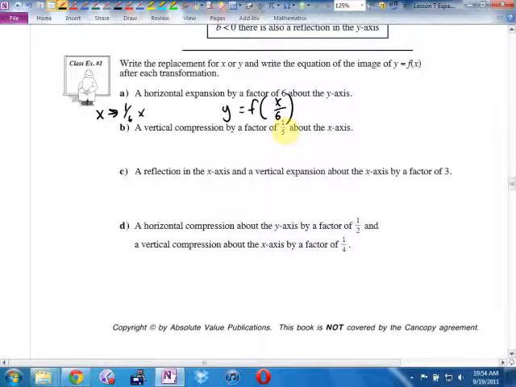B. A vertical expansion. Vertical. Replace y with something. Factor of 1/5. Everything's backwards. 5y. In scientific notation, 5y equals f of x, although they would almost certainly move the 5 to this side and say, that looks better.